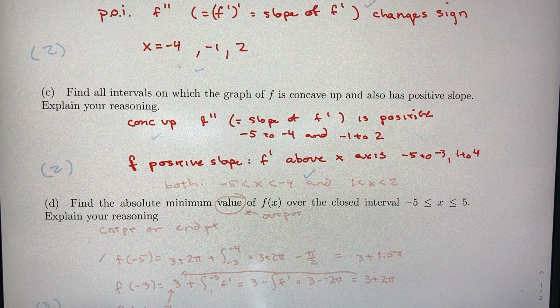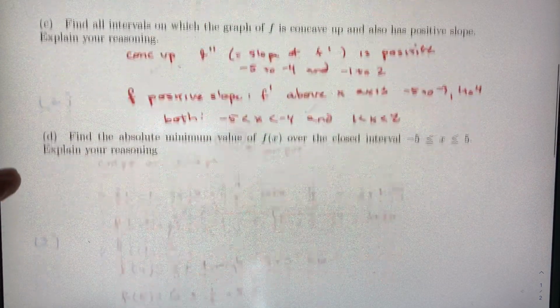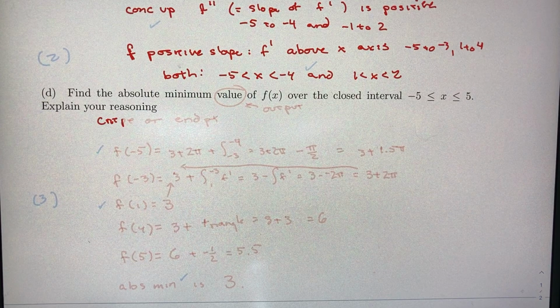Okay, so when it's doing both, from -5 to -4 and 1 to 2. All right, absolute minimum values, critical point or endpoint. We already did most of the work because we just figured out the areas. And again, absolute minimum, you can ignore the two maxes at -3 and 4, but it doesn't do any harm to put them in.